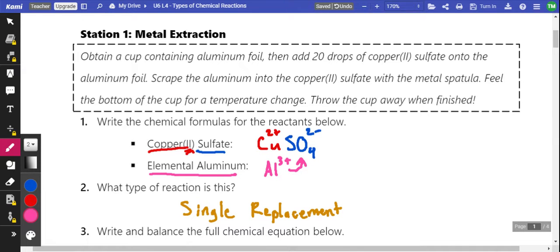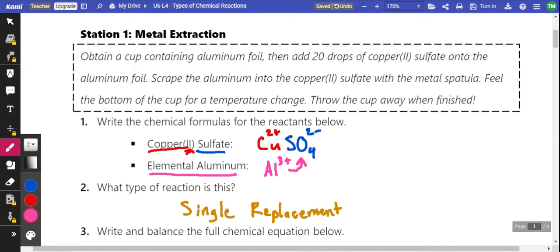That's how our reaction is going to work, and this is how we predict what our products are going to be. All right, if we're going to kick out one of those things as just a pure element, it's going to be the copper, and that sulfate polyatomic ion is going to end up bonding with our aluminum here.